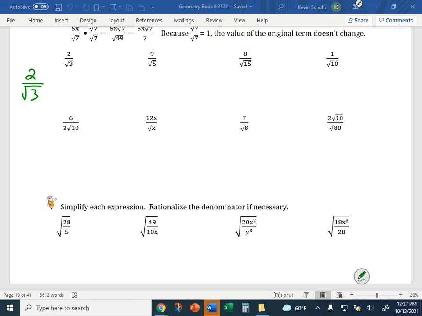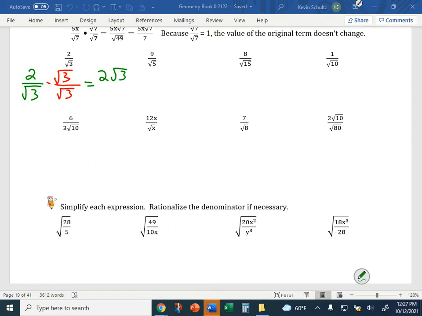This time it's not going to be root 7 over root 7. It's going to be, Peter? Root 3 over root 3. We can't just multiply by root 3 because now nothing's happening to the denominator, right? We have to multiply by root 3 over root 3. Okay? In our numerator, that gives us 2 root 3.